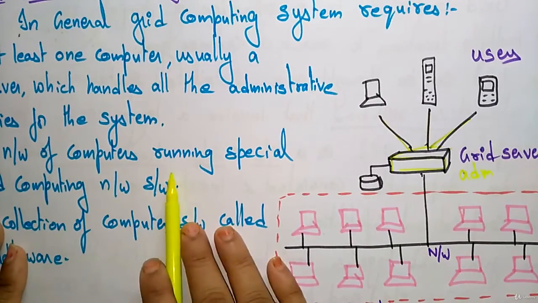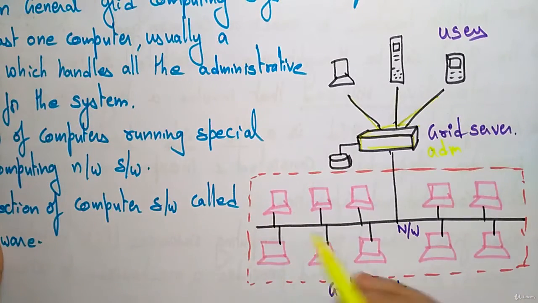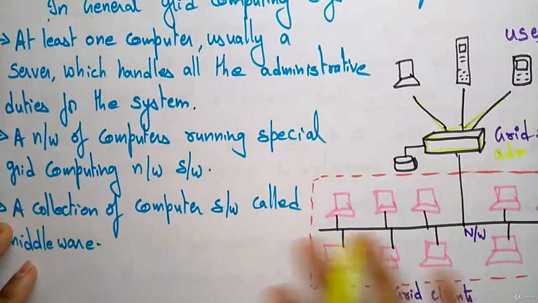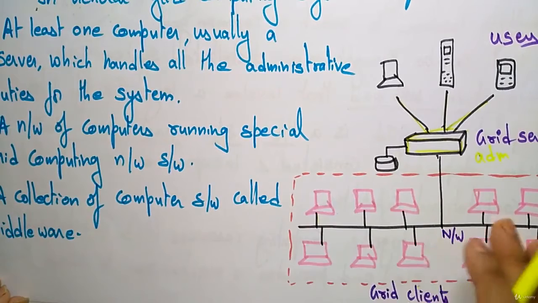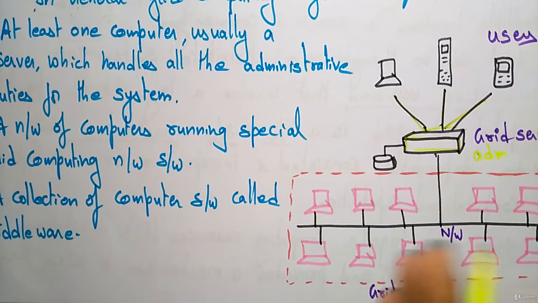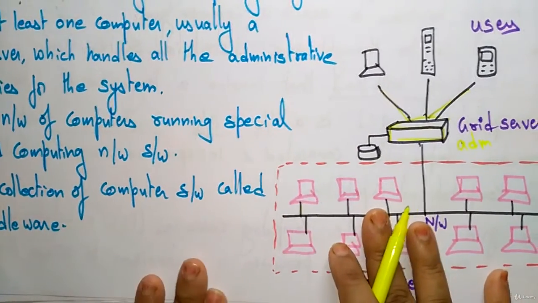A network of computers running special grid computing network software. So these are computer systems running special grid computing network software. And a collection of computer software called middleware. Each has its own software, and you call these middleware technologies. Actually, grid computing has hardware resources as well as software resources. So this whole system has some network software which supports the grid.